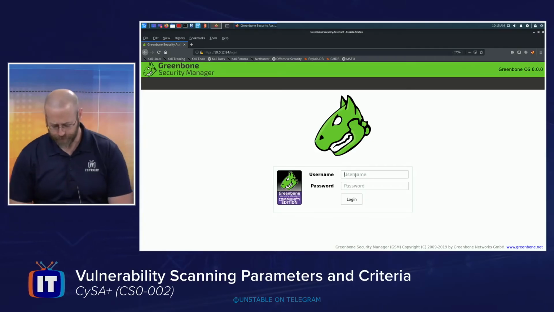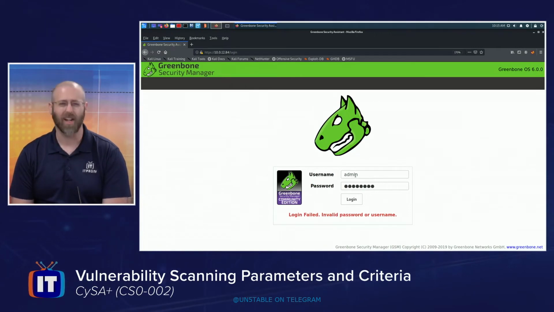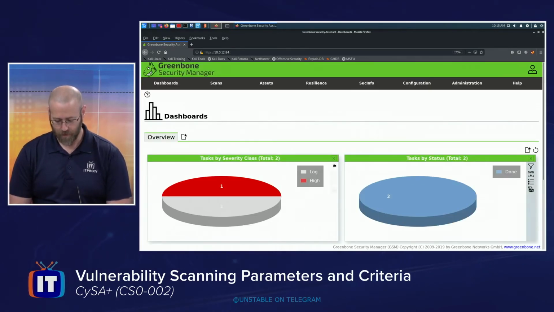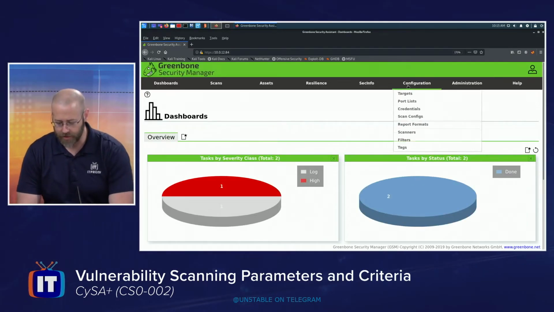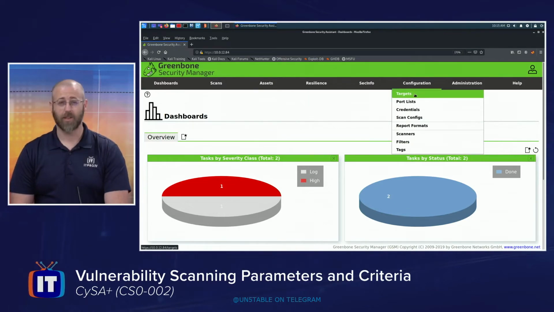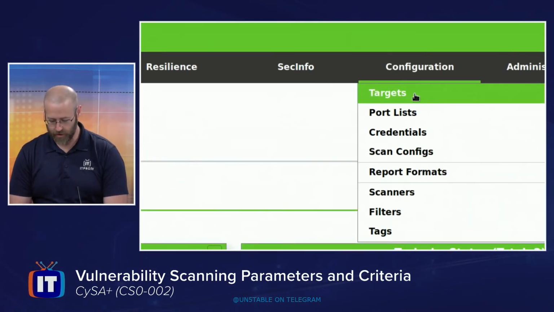Let me show you what I mean. Let's log into the Greenbone scanner here. Let me get logged in. Hopefully I typed that correctly, but it didn't. I knew I did. I felt it in my bones. I've got to change that password to make it a little easier to type. There we go. And over here under configuration, you'll see I've got this thing, targets.